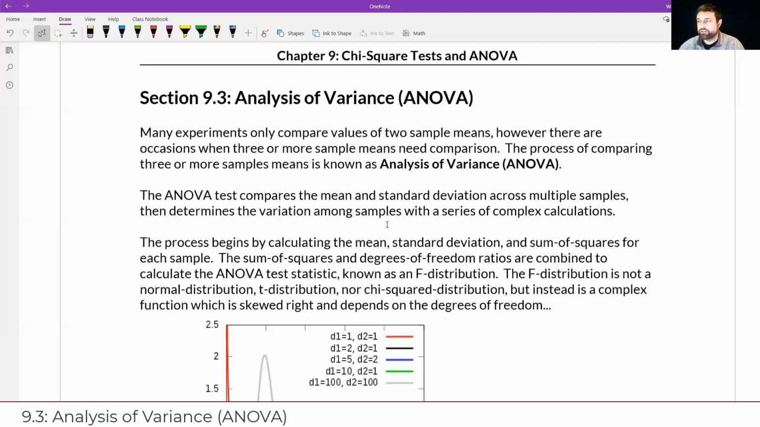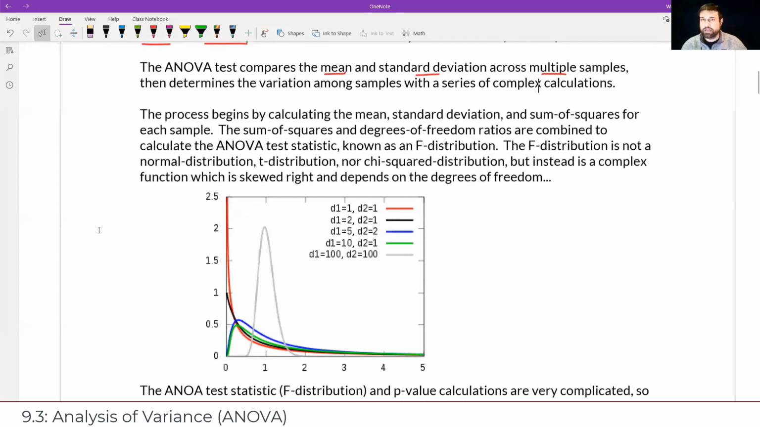An ANOVA test compares 3 or more samples. So if you have 3, 4, 5 different samples, 5 different categories, how do you compare their means? And this is what an ANOVA test does. It compares the mean and standard deviation across multiple samples. And in order to do this, you create a lot of very complicated mathematical calculations, okay?